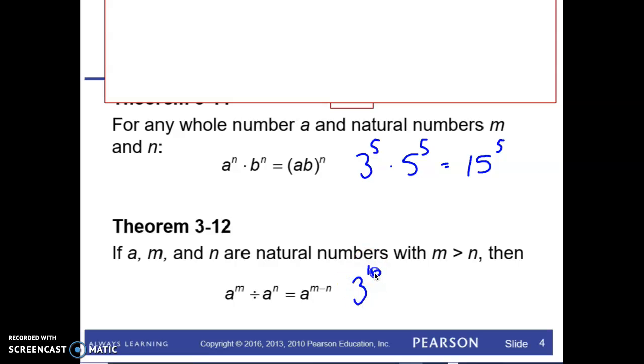So 3 to the 10th divided by 3 to the 6th, that's going to be 3 to the 4th. 10 minus 6 is 4, because notice my directions here. M is greater than N. We'll worry about what happens when M is less than N in future lessons. As far as our 7th graders are concerned, we're not quite ready to deal with those negative numbers with them yet.